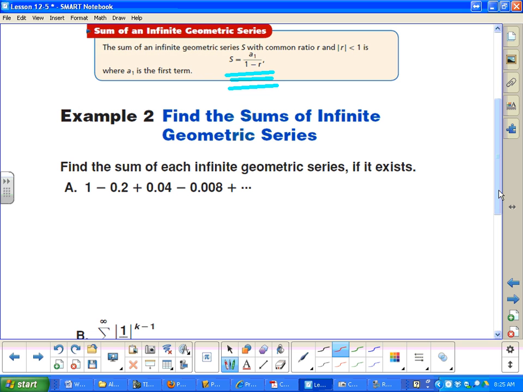So here we have this infinite geometric series. The first term in this case is 1. And r is equal to negative 0.2 divided by 1, which I'm pretty sure is negative 0.2.